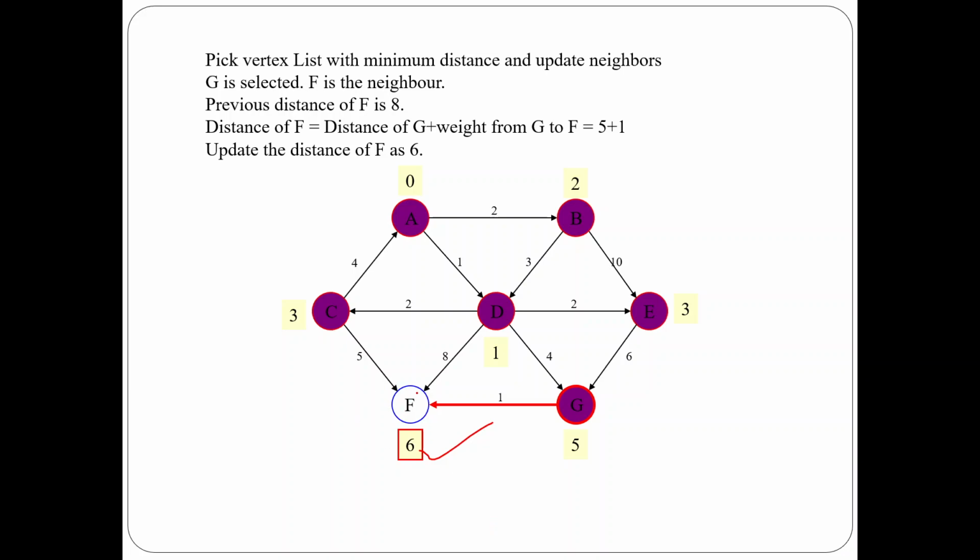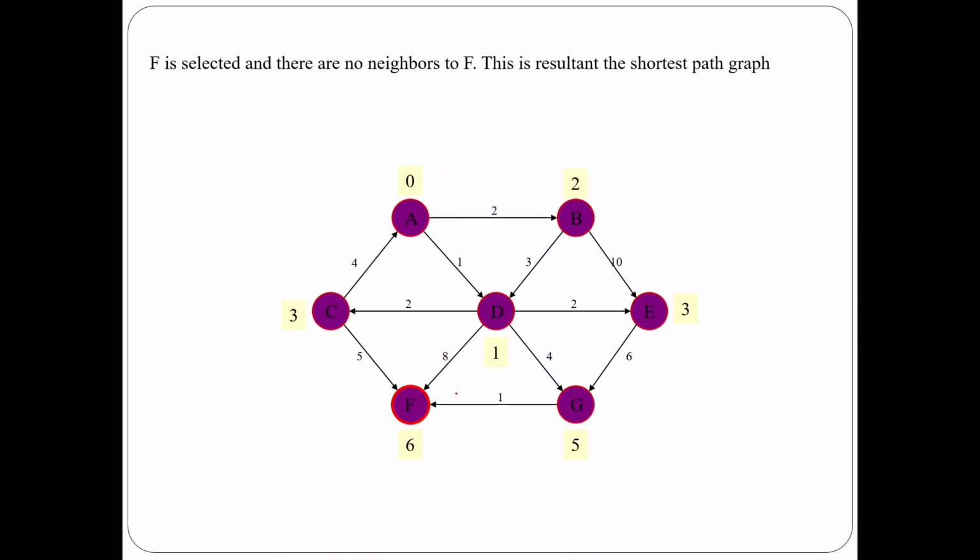And then the remaining node is F. In F, all are incoming, no one is outgoing. So all the nodes are visited with the minimum weight. What is the weight to reach G? I need a value of 5 only. To reach F, I need a value of 6 only. To reach B, I need a value of 2 only.